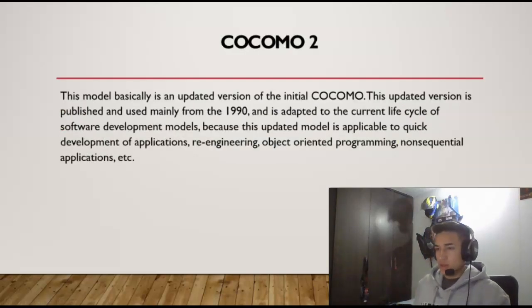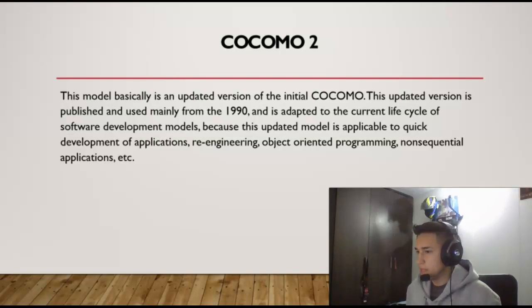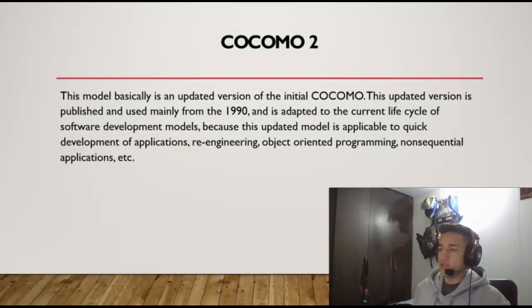COCOMO 2. This model is basically an updated version of the initial COCOMO. This updated version was published and used mainly from the 1990s and is adapted to current software development life cycle models, because it is applicable to rapid application development, re-engineering, object-oriented programming, non-sequential applications, etc.